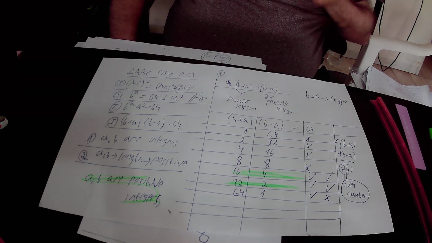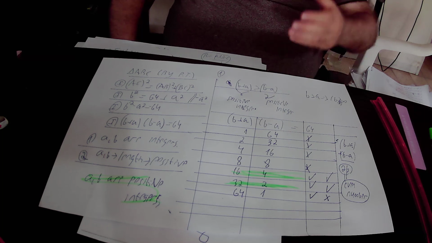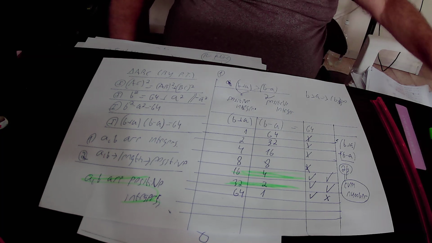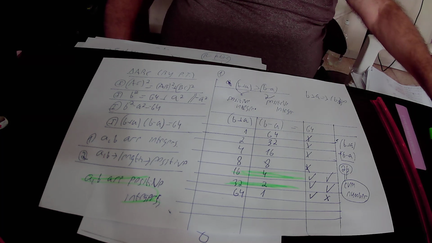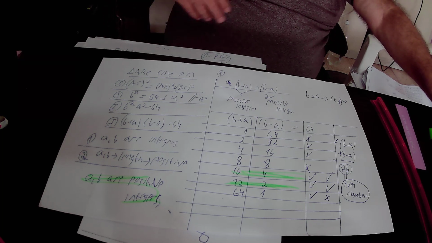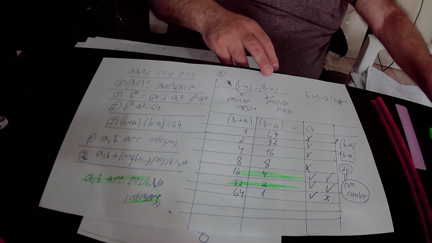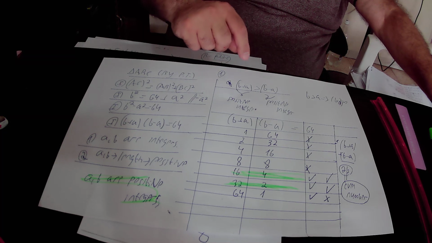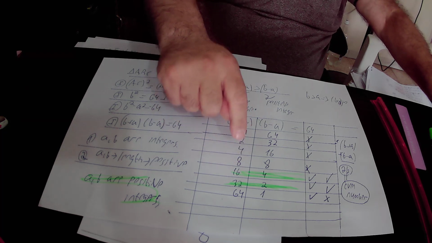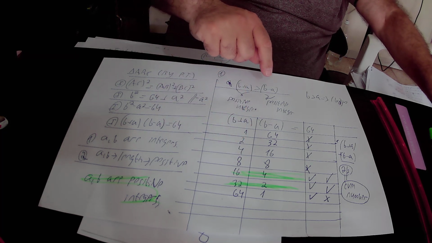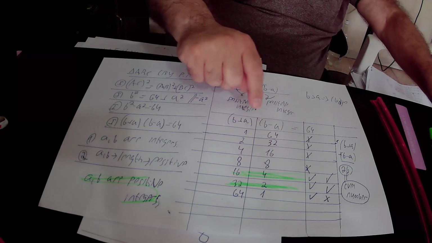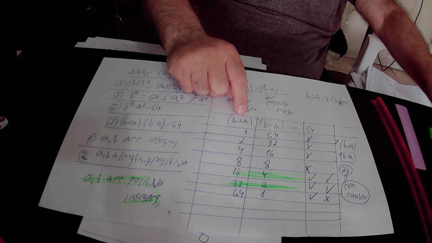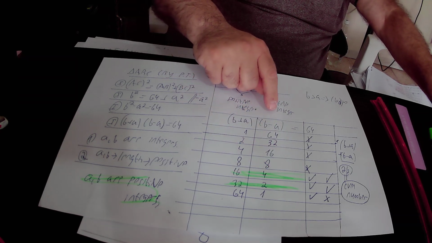Okay, so we have here 7 possibilities, but because b plus a is greater than b minus a, it means that the first column must be greater than the second column, because b plus a is the first column and b minus a is the second column.